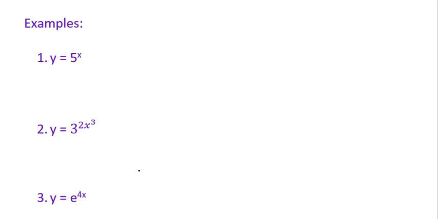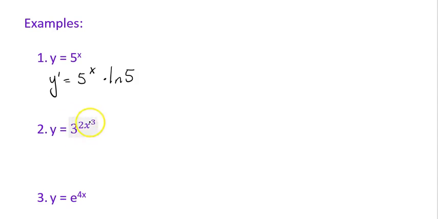Alright, our first example is the most basic, y equals 5 to the x. So the derivative would be 5 to the x times the natural log of 5, because we multiply by the natural log of the base. I don't have to do any chain rule in this case because the exponent is a plain x.